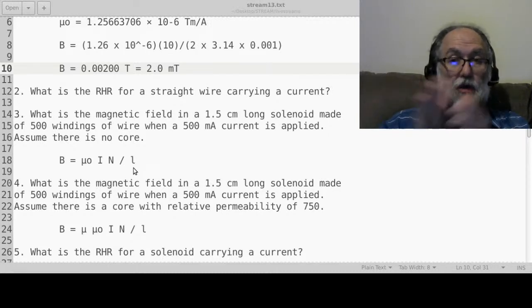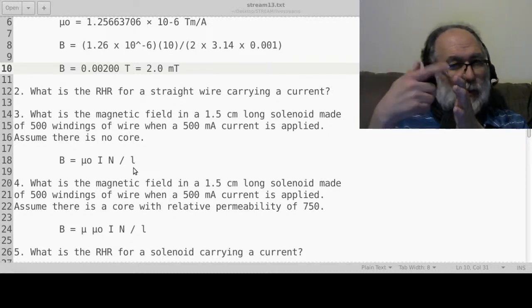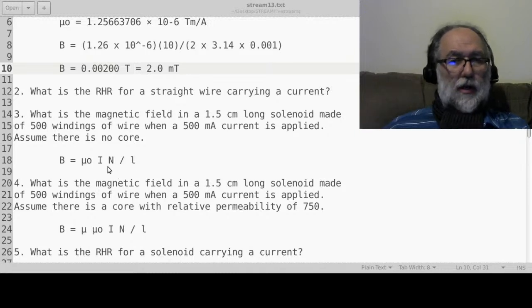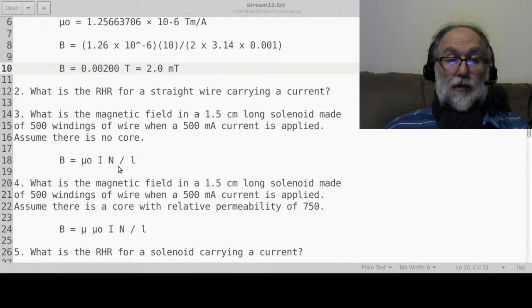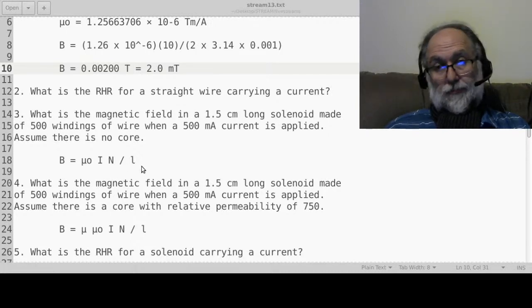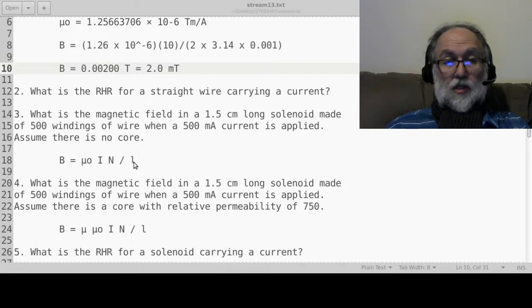Okay, and basically, the shorter the solenoid, the more dense the turns are, and so that's why it's N divided by L. Okay, and the bigger N divided by L is, the bigger B will be, and so conversely, the smaller L, the bigger B. Okay, so let's read the problem.